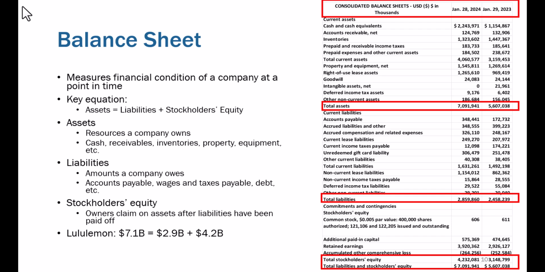This is Lululemon. All right, so Lululemon, $7.1 billion worth of assets, $2.9 billion worth of liabilities, $4.2 billion worth of equity. You'll notice that total asset line of 7,091,941, that means 7.1 billion, because up top it says that everything's in thousands. That is the same as liabilities plus equity, 7,091,941 at the bottom, 7.1 billion.